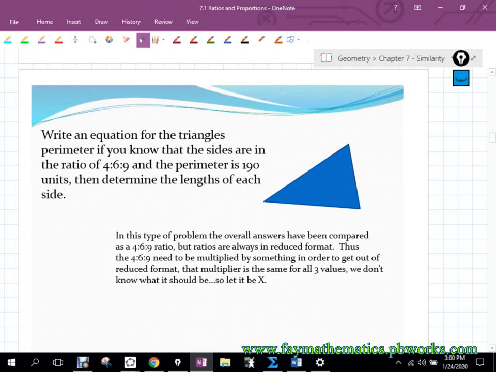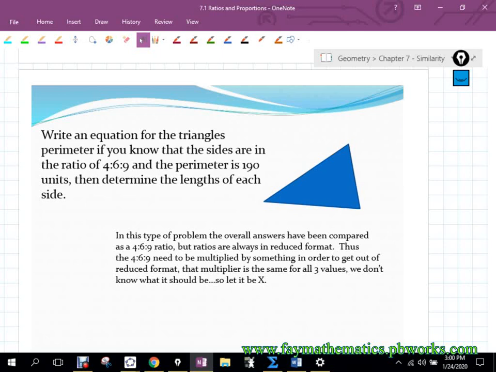So when I compare things, it's like when I said my age, like 4 times my age is equal to 2 times your age. I wouldn't say it that way, right? I would say 2 times my age is 1 times your age, or 1 times my age is twice your age. I would reduce is what I'm trying to say. Does that make sense? So when they say 4 to 6 to 9, that's the reduced version of how the sides compare to each other.